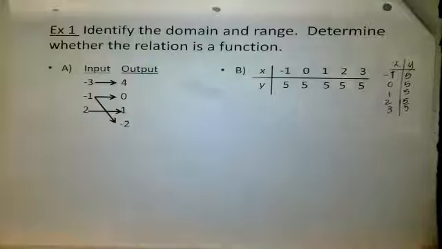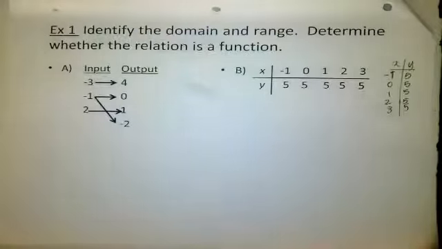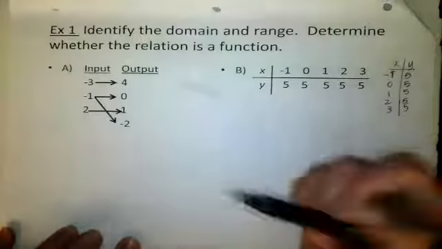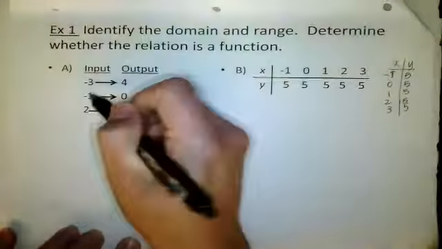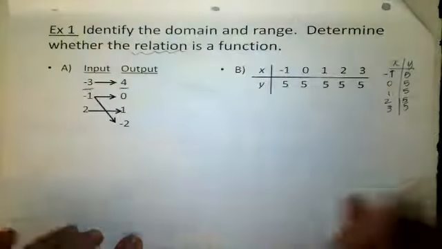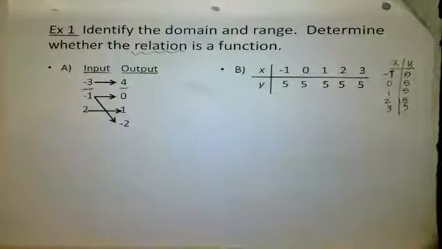These are all just different ways to represent a relation. So we have our mapping diagram and we have an XY table. And what they're doing is they're relating an input value with an output value. And that's why it's called a relation. By simply putting an input with an output, you have created a relation.